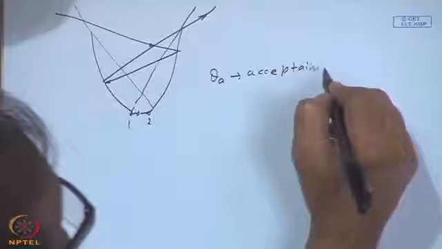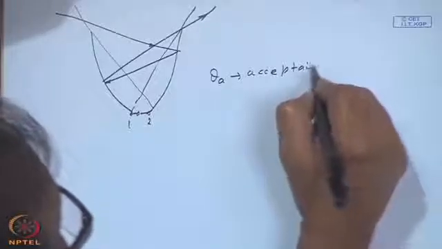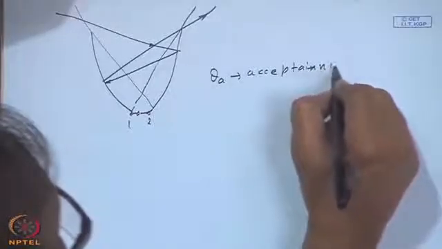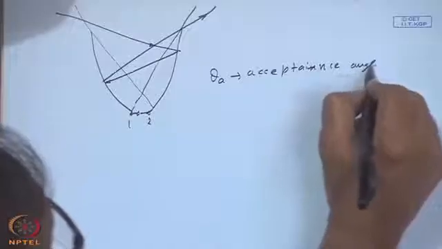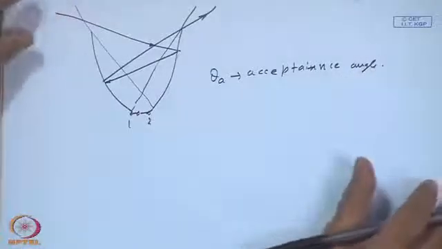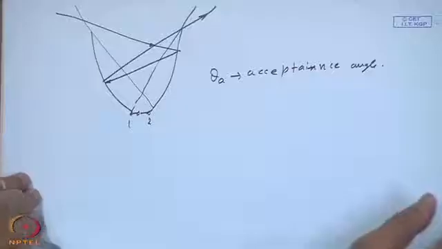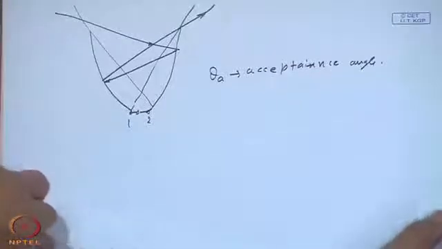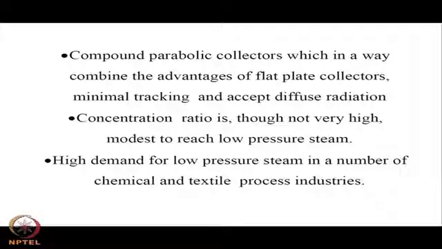So, that is the significance of the acceptance angle. So that you will know that any solar radiation ray coming beyond that will not be focused onto the focal point 1 or focal point 2.